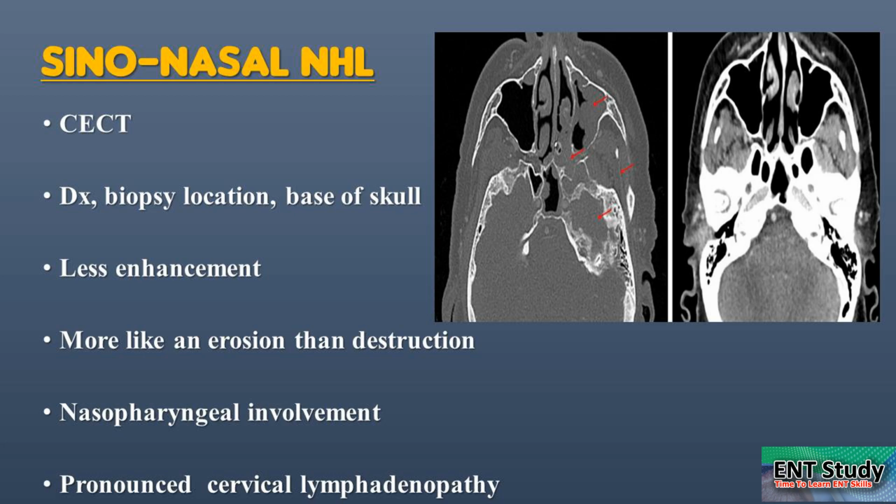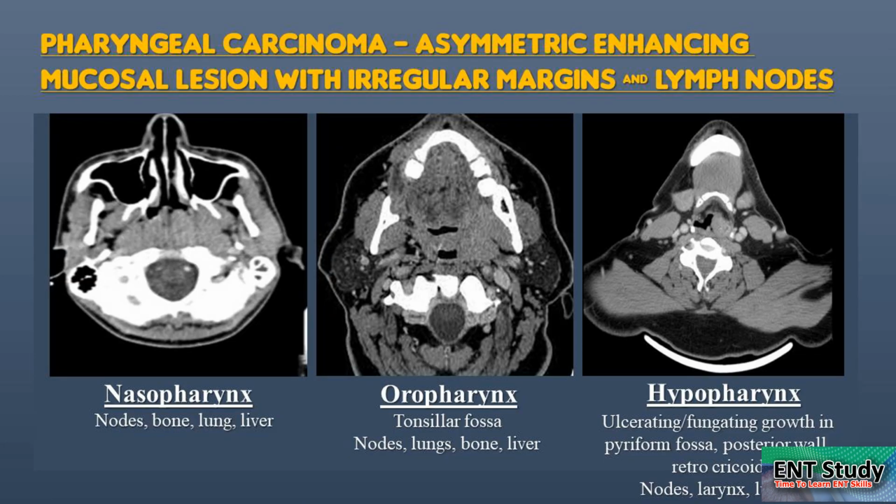But again, it is a mistake to depend entirely on the radiological appearance. Please go for biopsy. Number one, you have to differentiate whether it's a differentiated or undifferentiated carcinoma, whether it is an adenocarcinoma, or whether it's a lymphoma. So these are very important points to have a biopsy anyway.